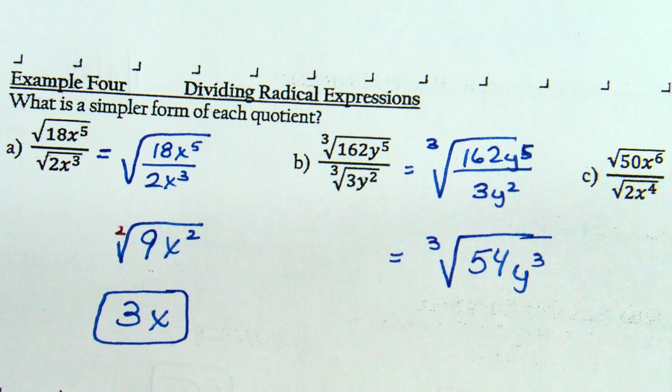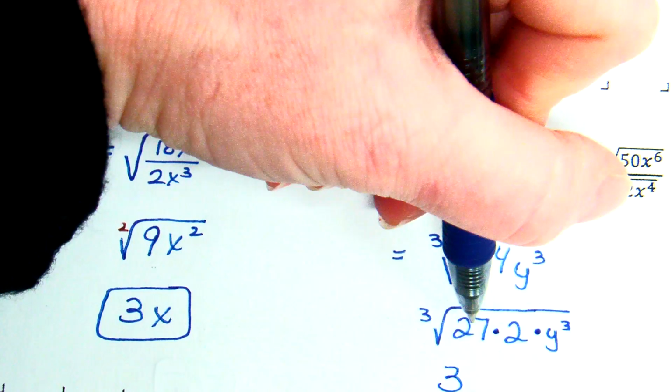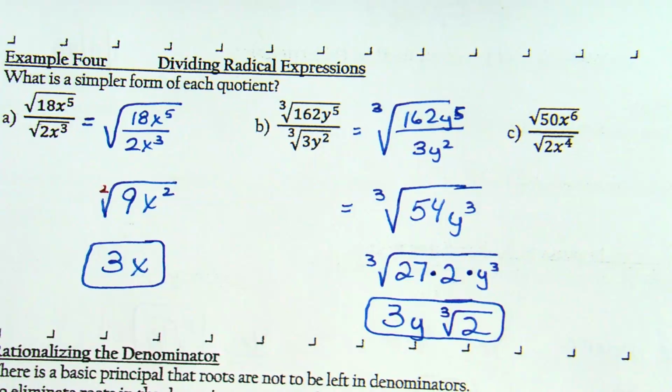Okay, so I'm going to split this. 54 is going to be 27 times 2. Can I do the cube root of y cubed? Yeah, so I'm just going to leave that as y cubed because 3 will divide by 3. So, cube root of 27 is 3. Cube root of 2 stays cube root of 2. Cube root of y cubed is y to the first, because 3 divided by 3 is 1.